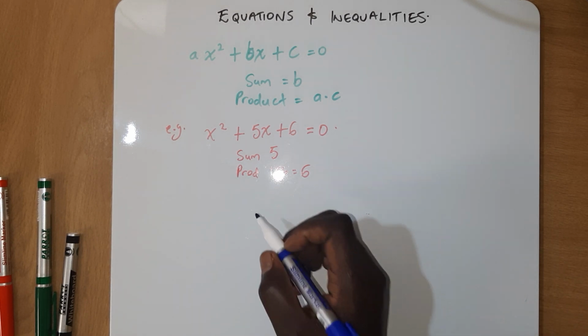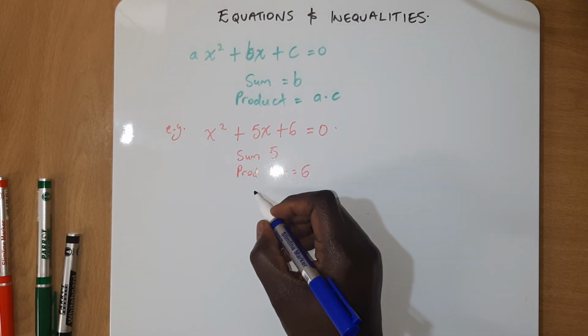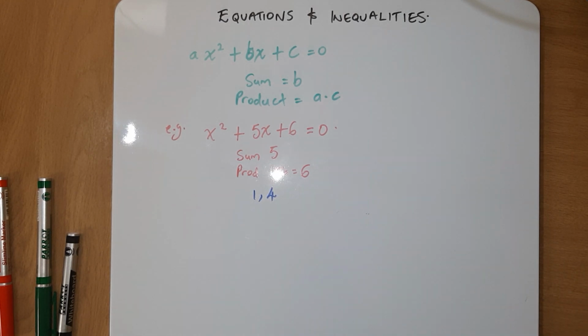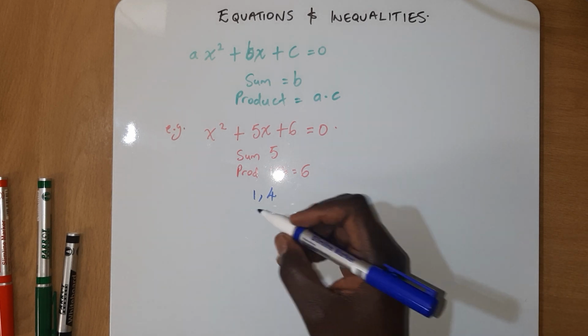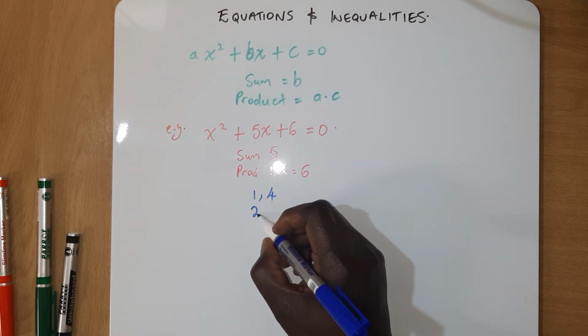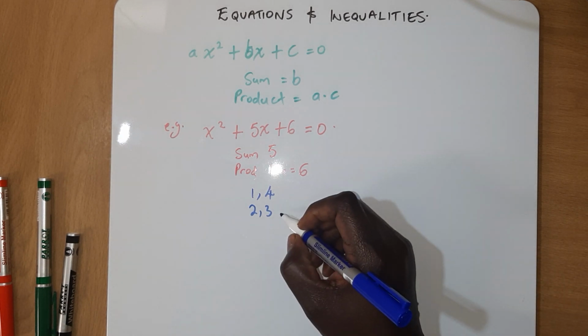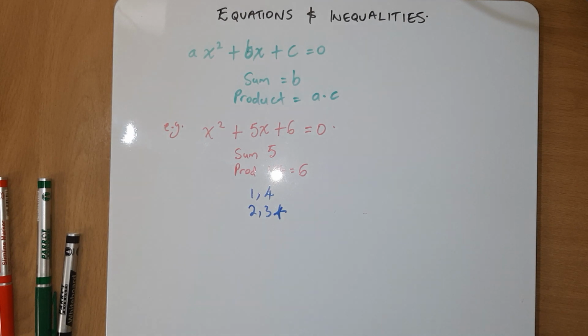Let's start with 1 and 4. When we add them, we get 5, but do we get 6 when we multiply them? No. Okay, what next number? 2 and 3. When we add 2 plus 3, we get 5. When we multiply 2 times 3, do we get 6? Yes. So this is it. It is 2 and 3.